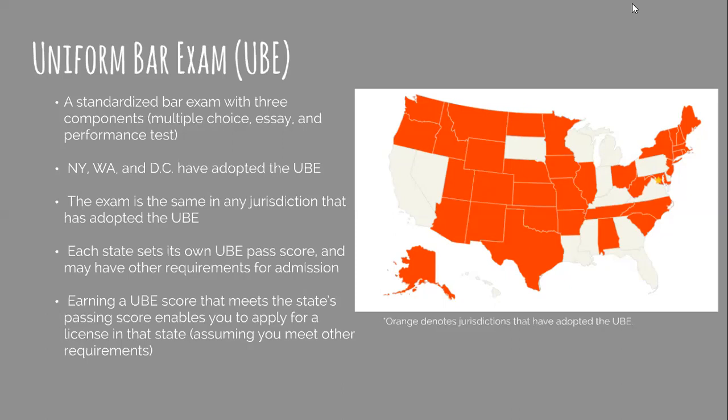So one of the good things about the UBE is that it's possibly portable. So once you take it and you receive a passing score in Colorado and you want to move to North Dakota, assuming you are eligible to transport your score, you wouldn't necessarily have to take the exam again. So it's a huge benefit of taking the UBE is that possible portability.